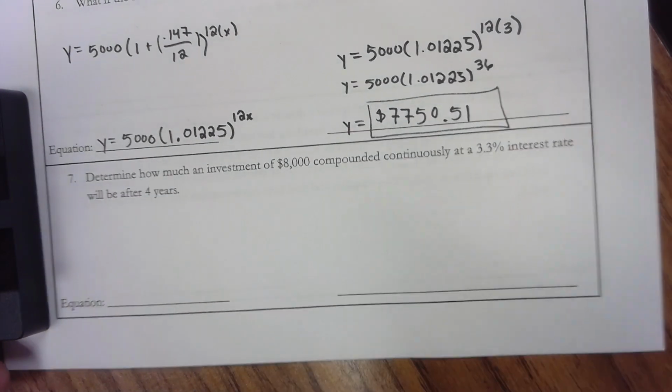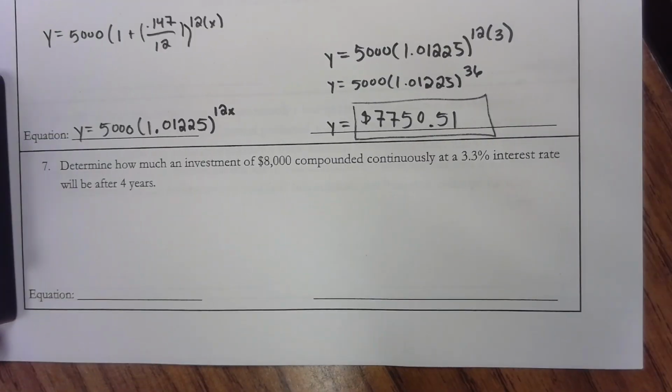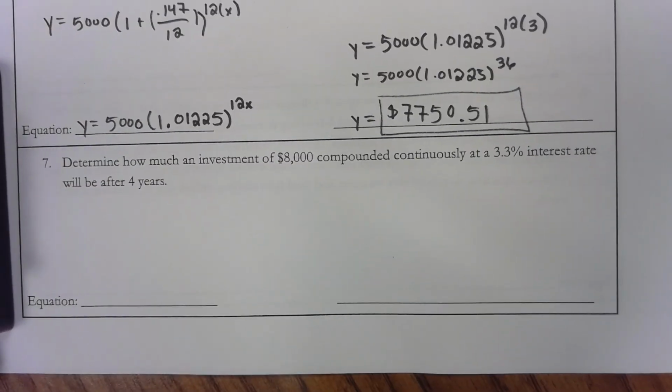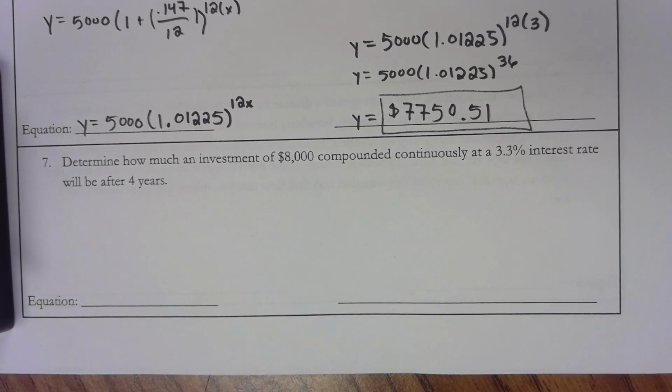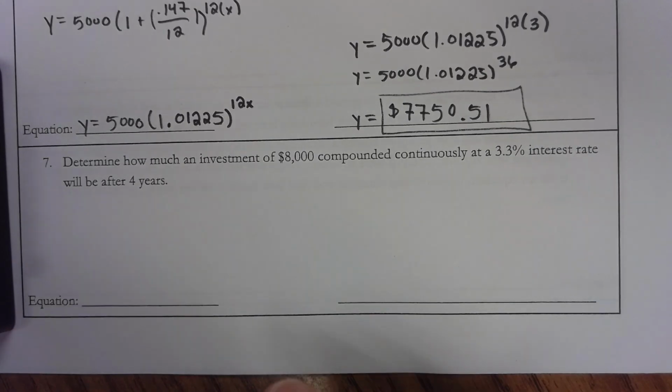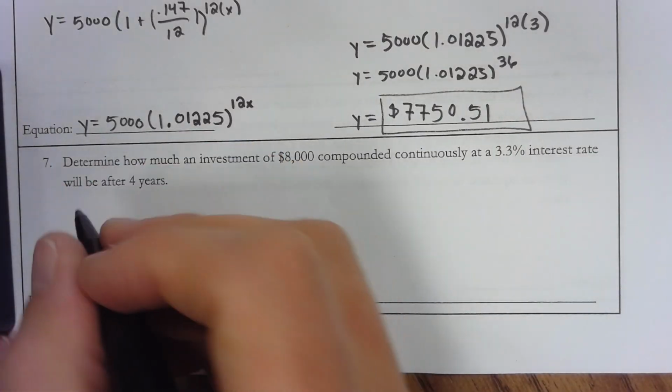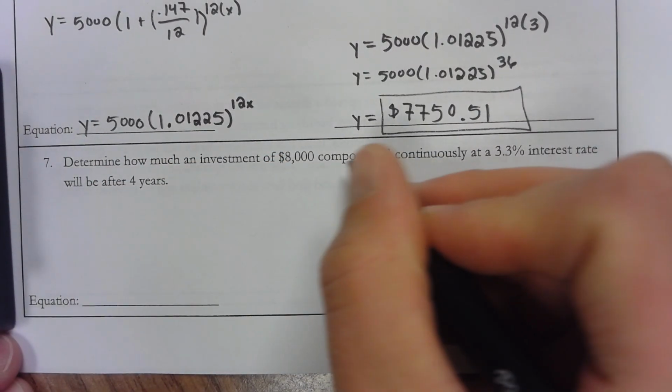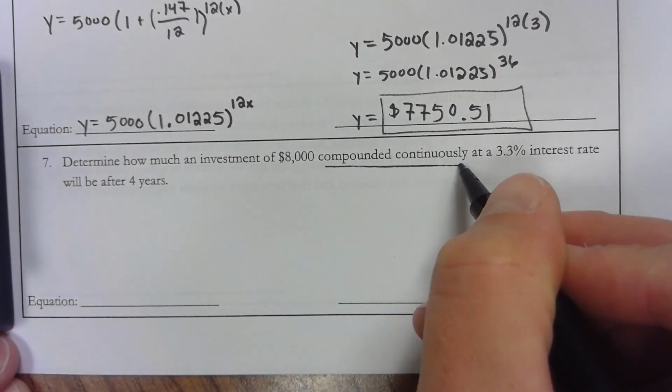All right, so it says determine how much an investment of $8,000 compounded continuously at a 3.3% interest rate will be after 4 years. Again, it's this continuously that's telling us to use this equation.